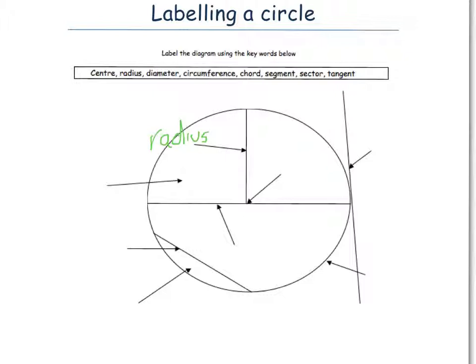For example, you could be asked to label the diameter. Well, the diameter is the distance from one side of the circle to the other through the centre point. So this here represents the diameter. Also, as I've mentioned, the diameter must go through the centre point, so that is the centre.